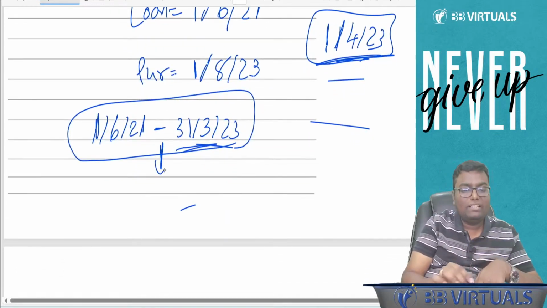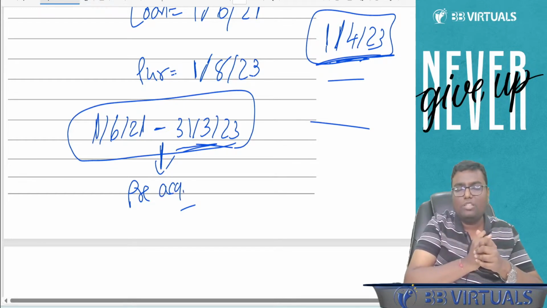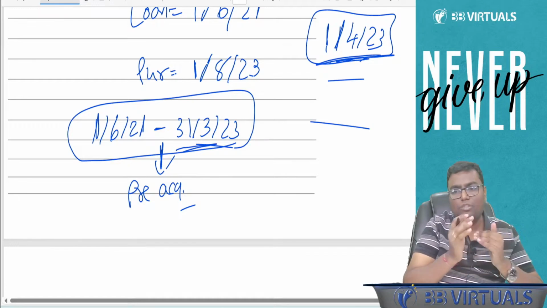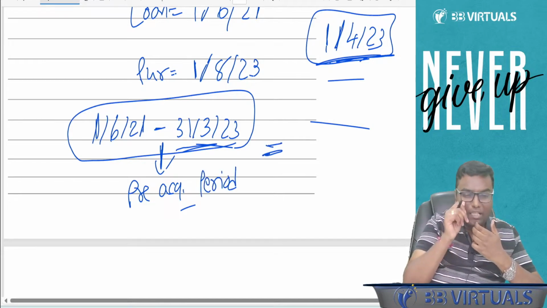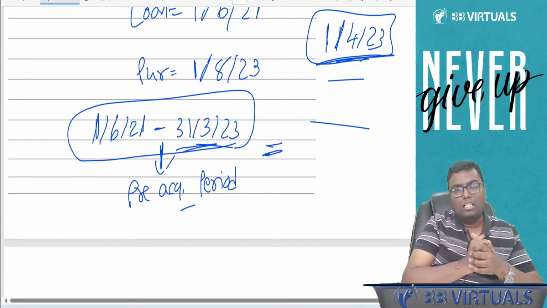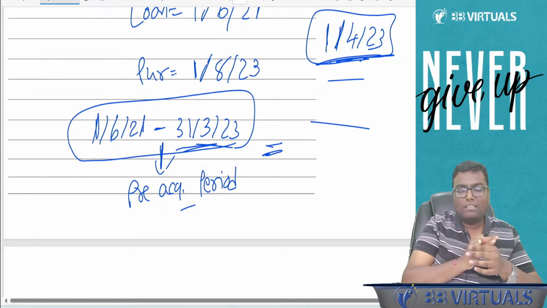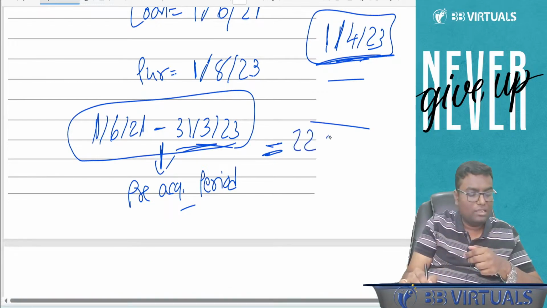This particular period is called as pre-acquisition period, or if it is a case of construction, it will be called as pre-construction period. Both the words can be used simultaneously. So this is, let's say, pre-acquisition period. Tell me, how many months does it cover? Can I say 10 months of 21-22 and 12 months of 22-23? So basically it covers total 22 months.